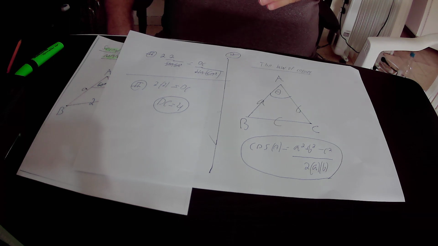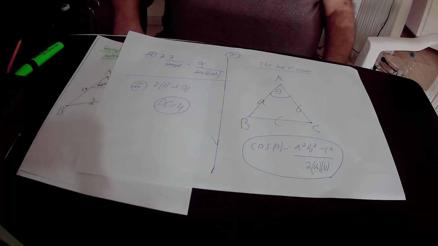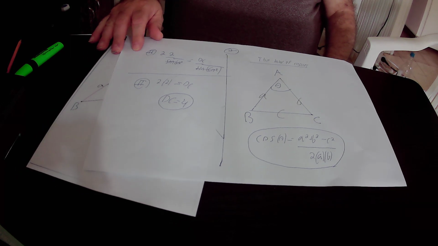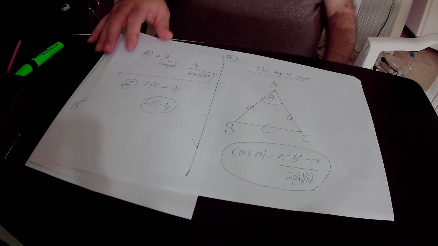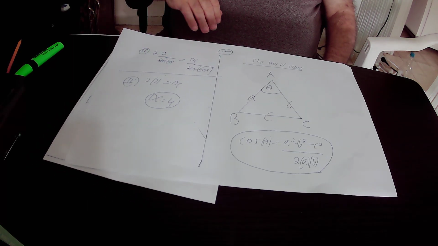That is to say, DC equals 2 times 2, that is 4. Then I presented to you the law of cosines, and we implemented the law of cosines in our triangle ABC.